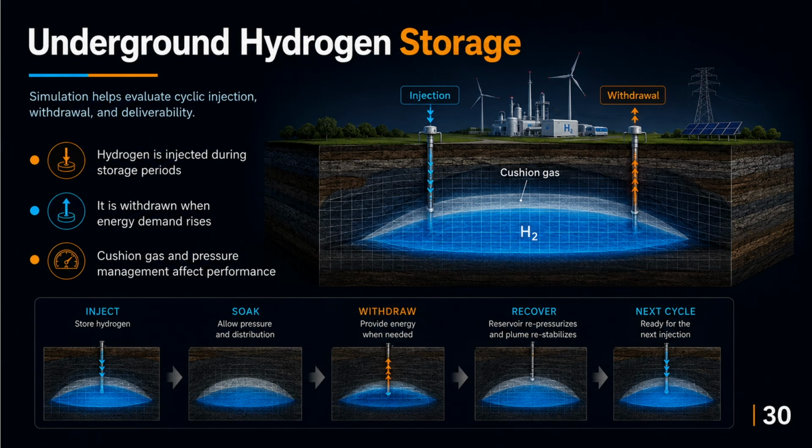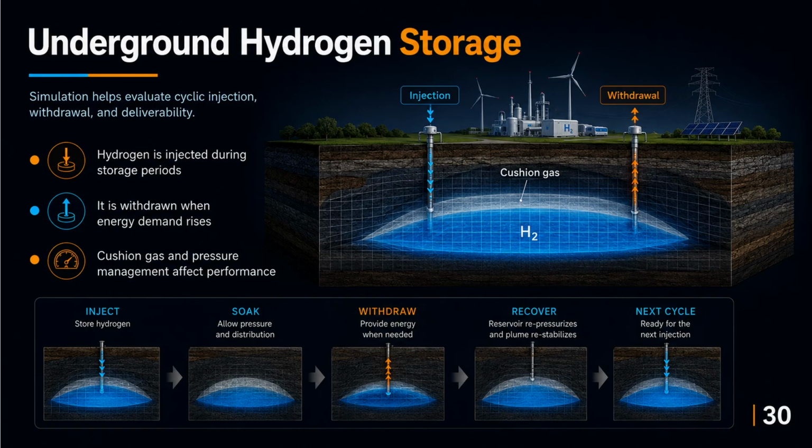In simulation, hydrogen storage has special challenges. Hydrogen is a very light and mobile gas. It may migrate upward due to buoyancy, spread through high permeability pathways, mix with cushion gas, dissolve slightly in brine, or be affected by microbial and geochemical processes. The operation is also cyclic: injection during surplus energy periods and withdrawal during demand periods.